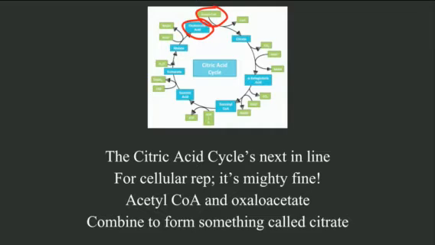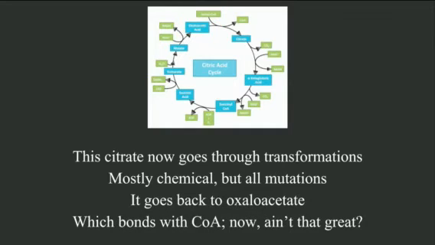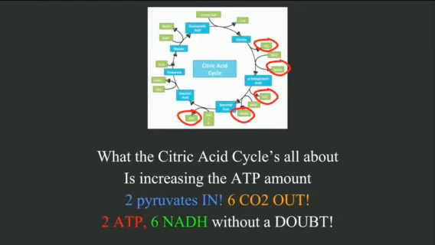Acetyl CoA and oxaloacetate combine to form something called citrate. This citrate now goes through transformations, mostly chemical, but all mutations. It goes back to oxaloacetate, which bonds with CoA. Now ain't that great? What the citric acid cycle's all about is increasing the ATP amount.